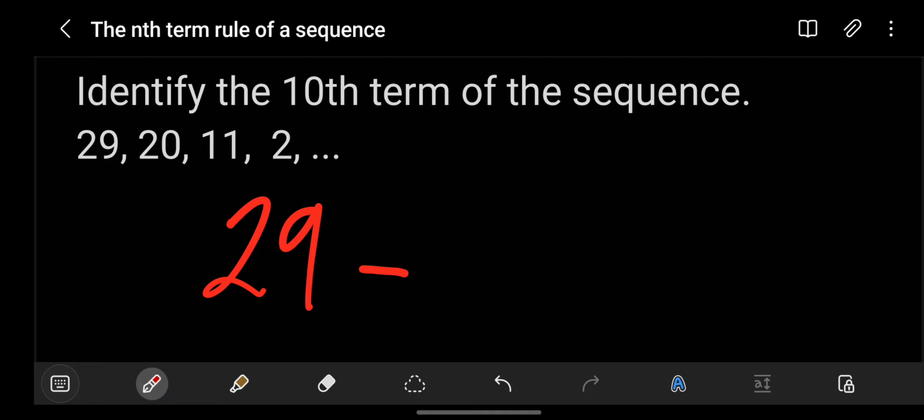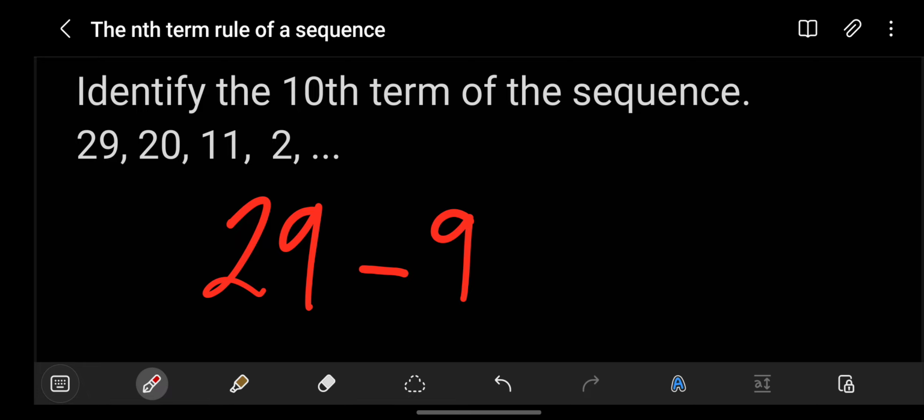After that, what happened to your sequence? Is it decreasing by 9, decreasing by 2, and is it consistent or not? As we can see in the sequence, it's decreasing by 9. From 29, it decreased by 9, it becomes 20, decreased by 9 again, it becomes 11, and so on. Since the pattern is decreasing by 9, you will write 29 minus 9.